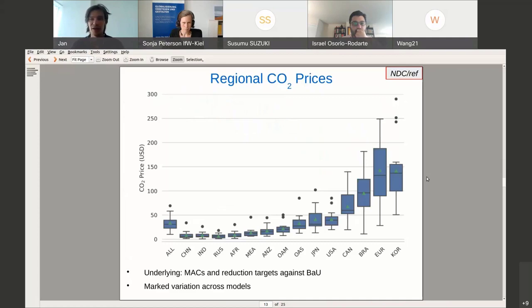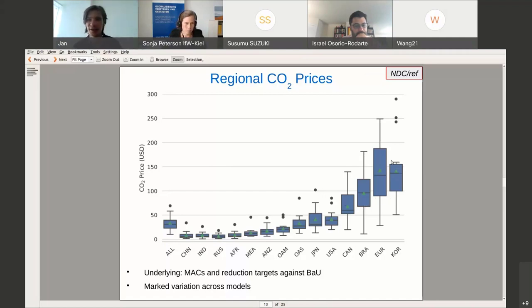Now let's dive a little bit more into the regional implications. These are the regional CO2 prices. Again, what underlies these results is the regional MAC curves, in this case together with the reduction targets that we have shown before, so our translated NDCs. Consequently, we find the highest CO2 prices for Korea, Europe, Brazil, Canada, and the US.